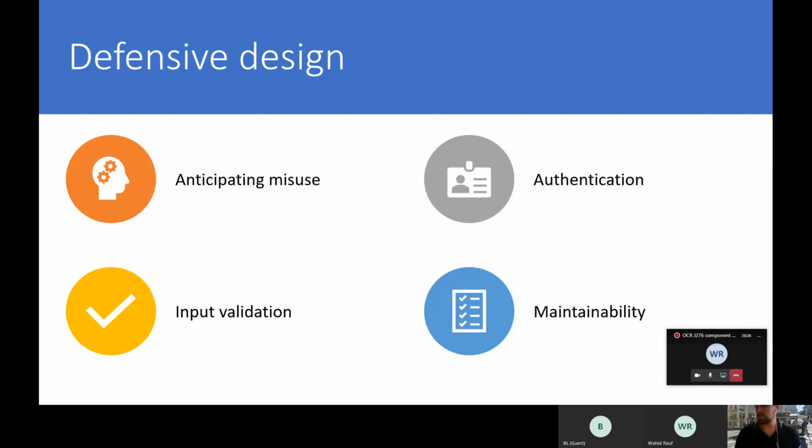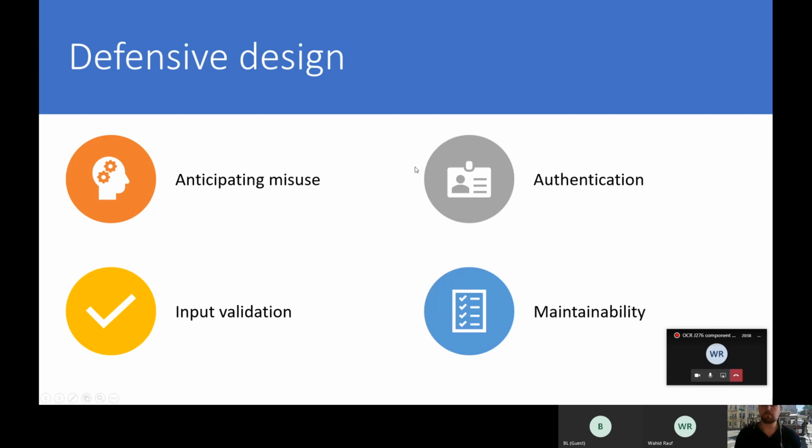So just a little bit more on defensive design and what we're going to look at in today's session. Anticipating misuse: this is the idea that some people will, either deliberately or accidentally, use the program in a way that it wasn't intended. It could be that they've accidentally typed in a value that can't be accepted, or shouldn't be used, or it might be that they're trying to break the system.